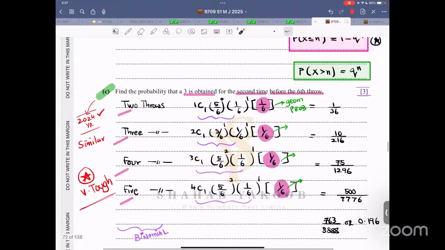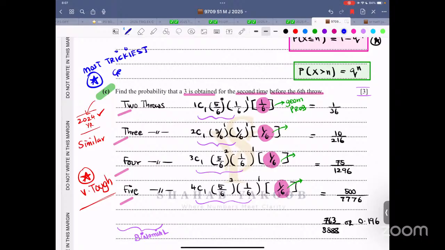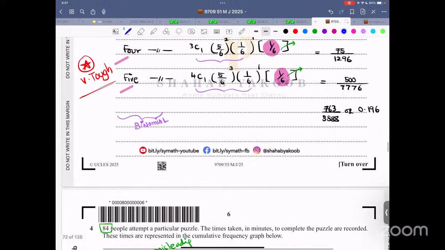This, in my view, is one of the trickiest, most cunning questions of geometric probability distribution. Okay, so now this thing is done.